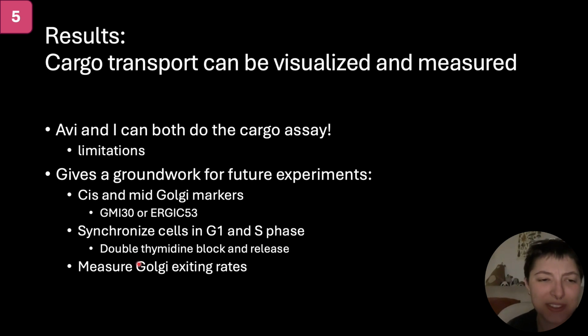And yeah, if we could try and fix the cargo moving out of the Golgi, we can measure that rate too. So we're trying to measure the rate of cargo to the Golgi, but in the future maybe you can measure cargo from the Golgi out.